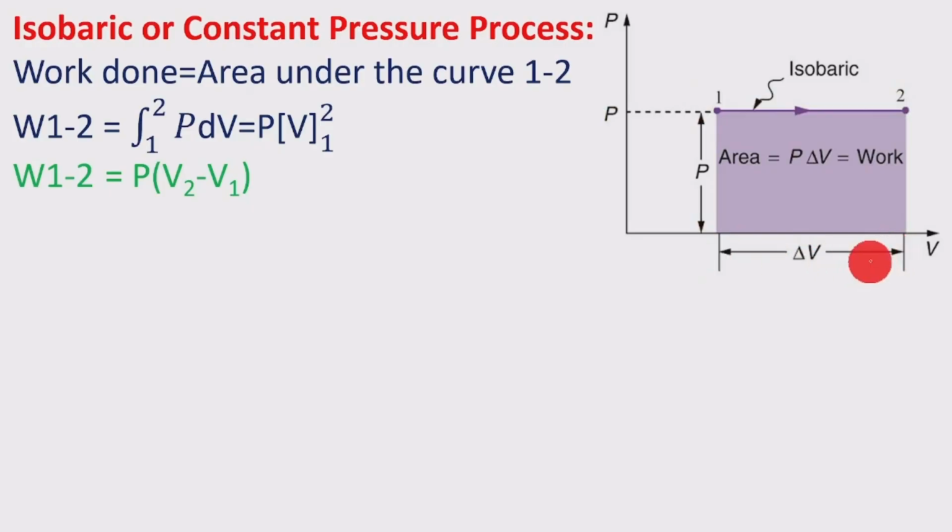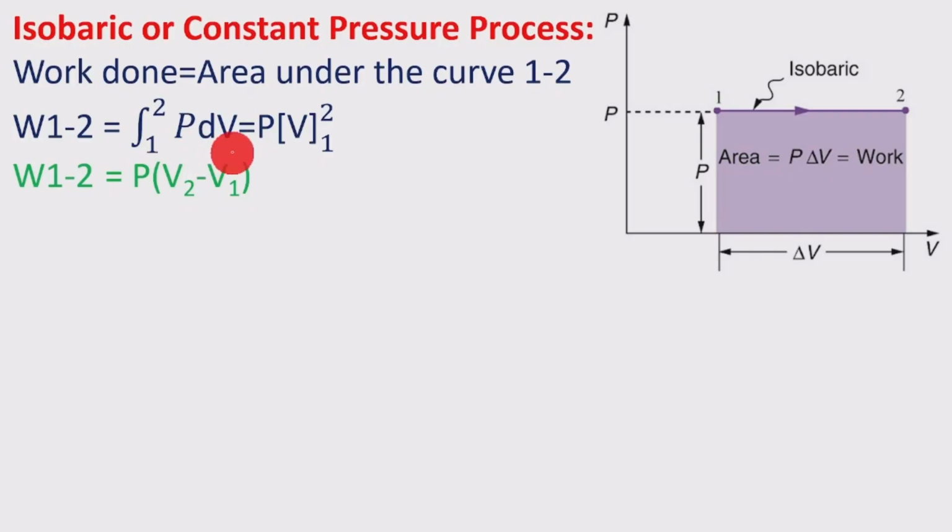The volume changes from V1 to V2. And the area under the curve will be the work done for this process. And that we can take here, work done equal to area under the curve 1 to 2. And that is given by W1-2 is equal to integration of 1 to 2 P dV.